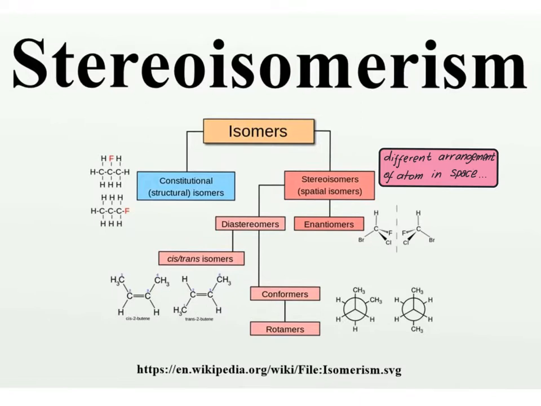So for today, I'm going to cover cis-trans isomers first. Later I'm going to discuss enantiomers, because stereoisomers can be divided into two, which are enantiomers and diastereoisomers. In diastereoisomers we have cis-trans isomers, and the rest of this is not in our syllabus. So we're going to focus on cis-trans isomers, and enantiomers as well afterwards.